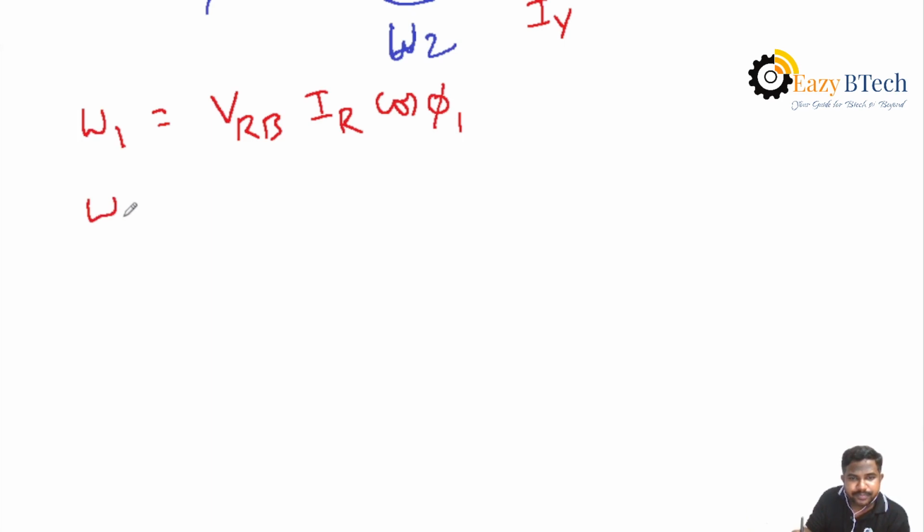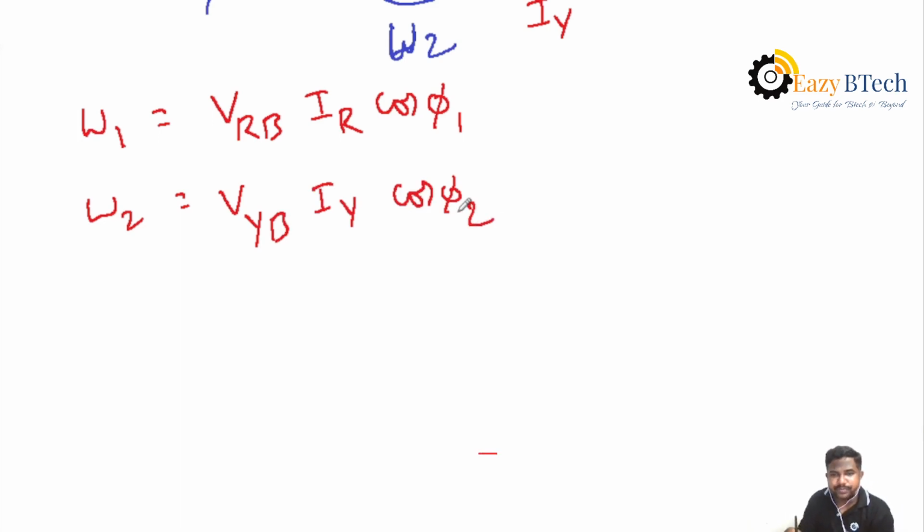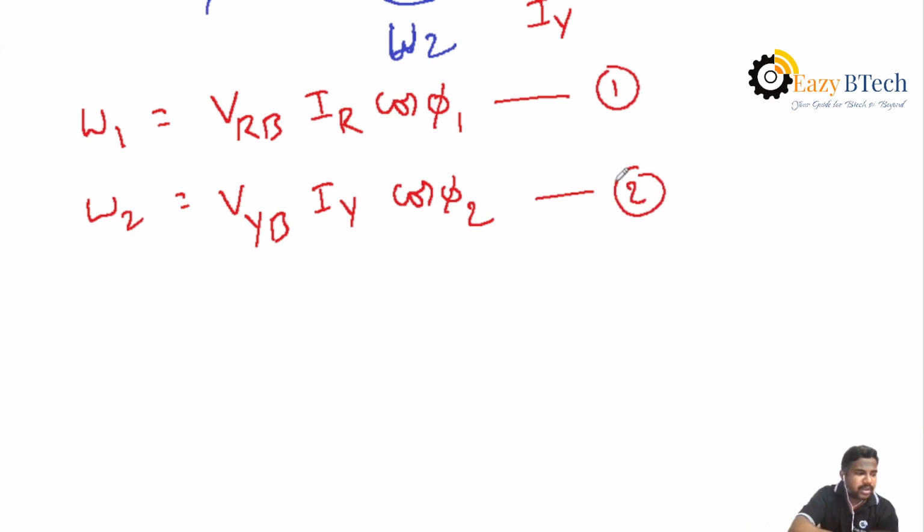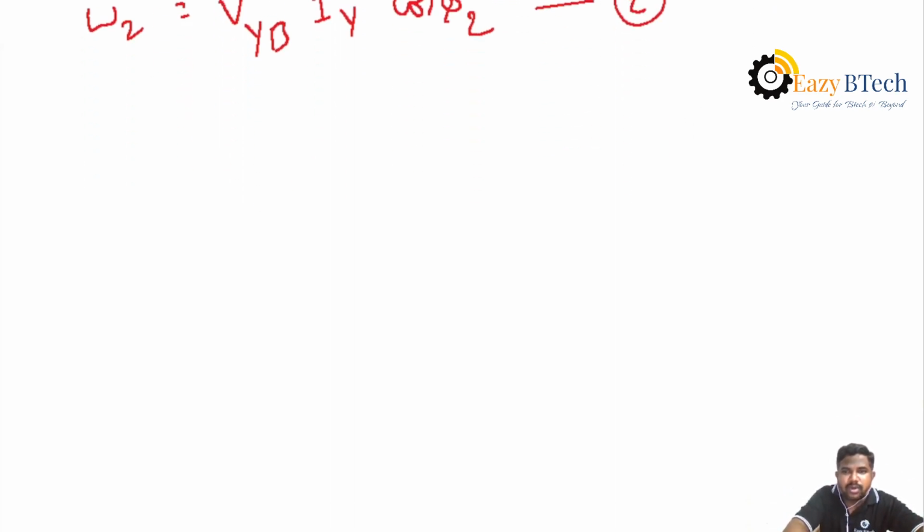Similarly, the wattmeter reading for W2 is VYB into IY into cos phi 2. Here, the angle phi 2 is the phase angle difference between VYB and IY. So, these are the readings of the two wattmeters. So, based on the voltage connections, you draw the phasor diagram of the two wattmeter method.